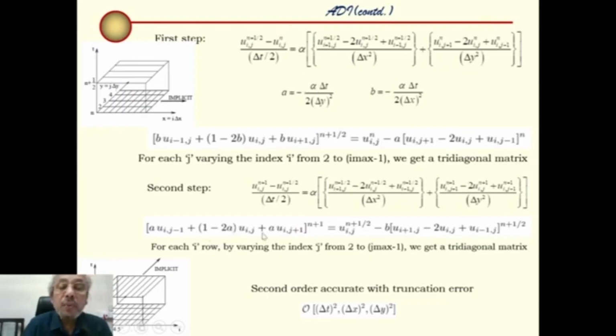all the values will be expressed in terms of unknown quantities at n plus 1th level, and the right hand side is known. So for a fixed I, we will vary j 2, 3, 4 up to j max minus 1. So we'll get a tridiagonal matrix, and by inverting that tridiagonal matrix we'll be able to find out all the values at I equal to 2, all j values. So this entire row will be filled up.